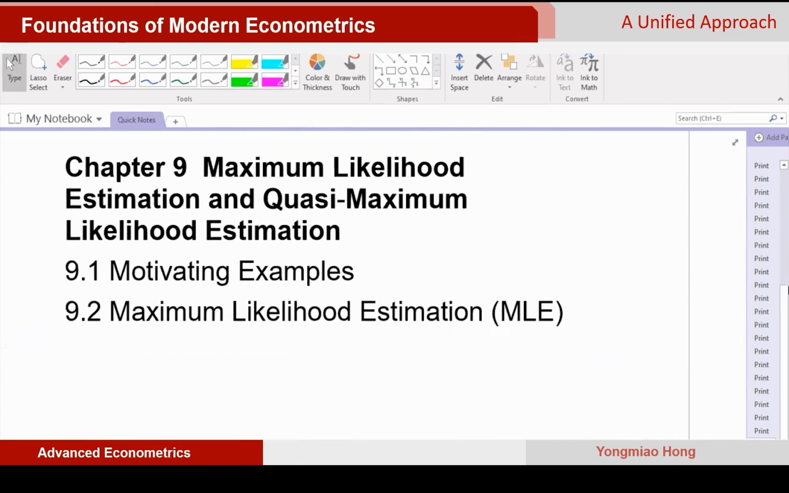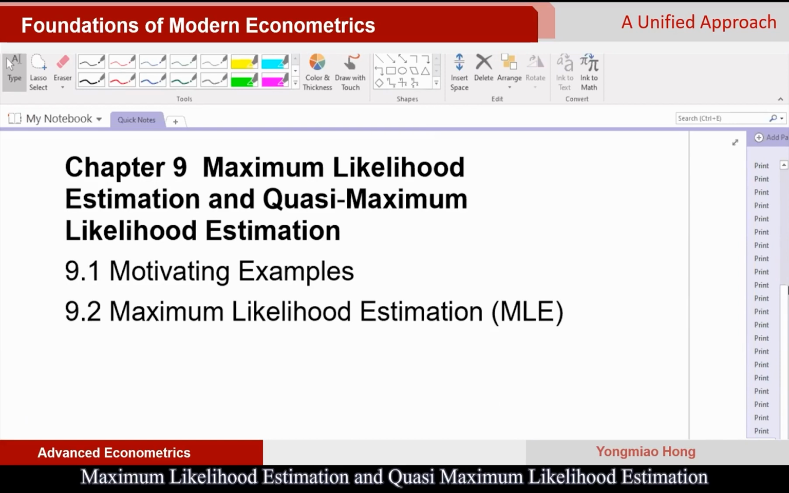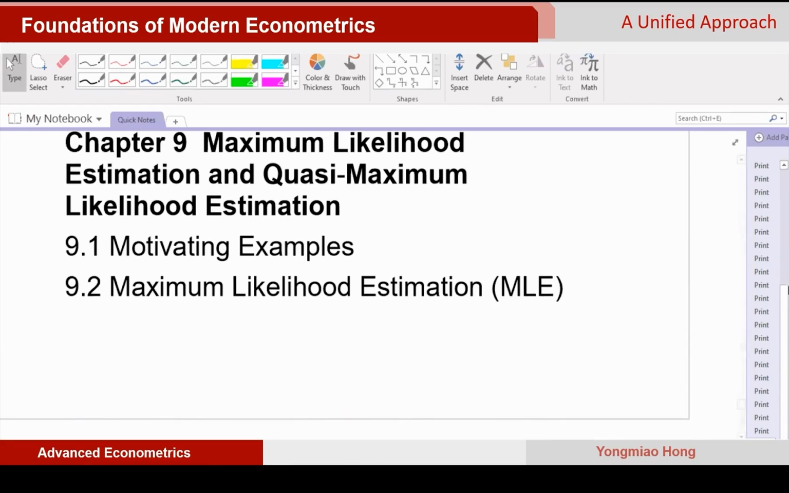Chapter 9, again, is going to be about nonlinear models. But now the nonlinear model is not characterized by a moment condition. It is going to be characterized by a conditional distribution. And the conditional distribution could be correctly specified or could be misspecified. And that is why this chapter is called MLE and QMLE, maximum likelihood estimation and quasi maximum likelihood estimation, right?